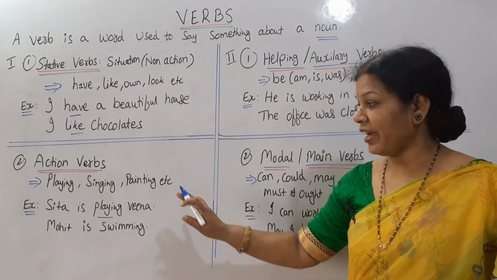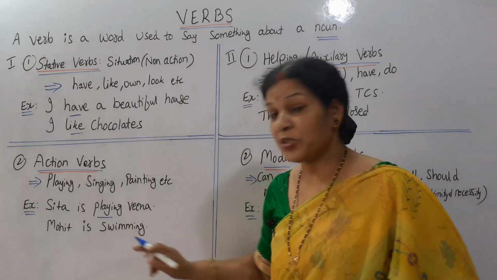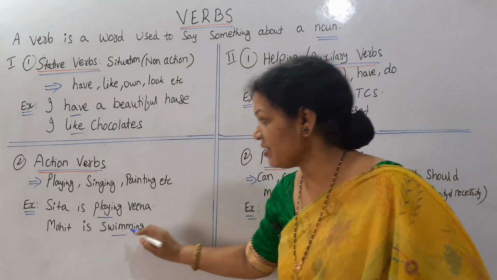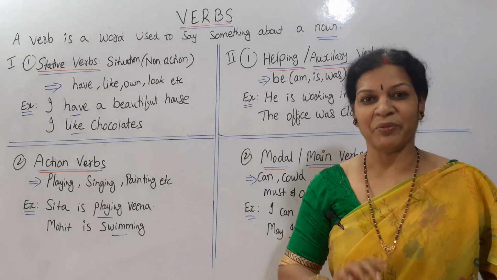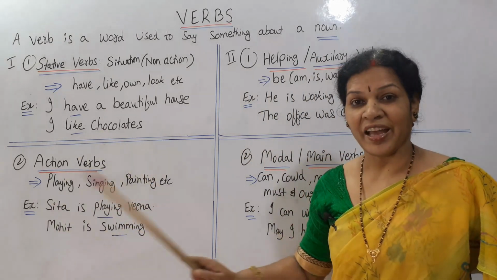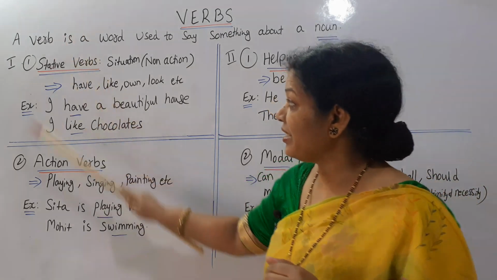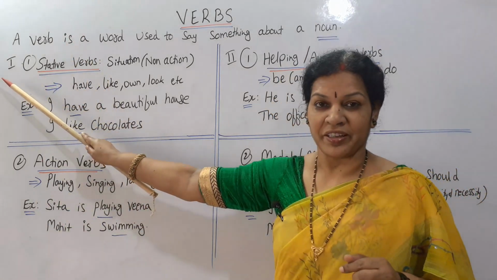Playing. Playing is the action verb here. In the same way, Mohit is swimming. Swimming is an action verb. There is no need to discuss this much. You have a very good idea, right? This is about action verbs. This is under one category, number 1 category.